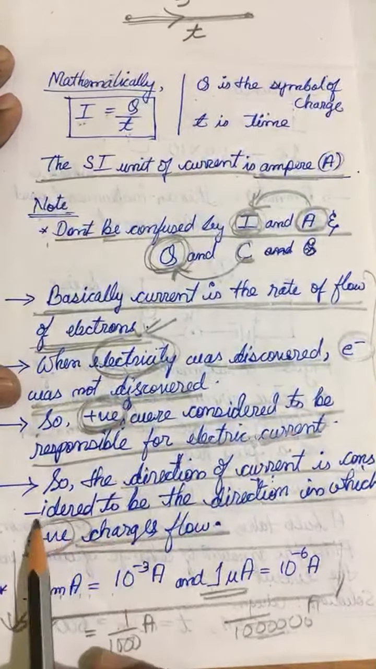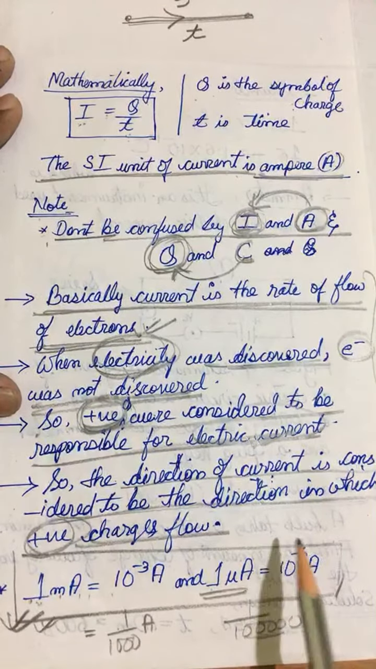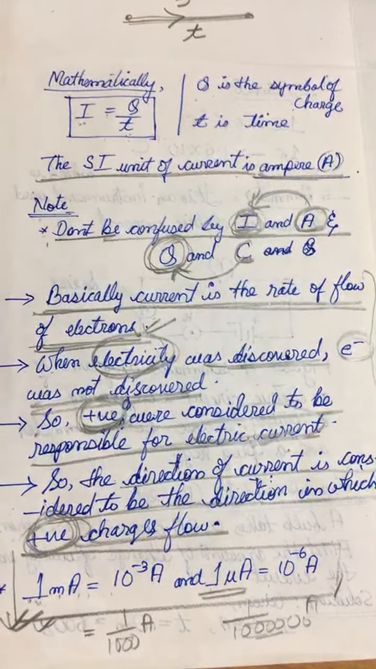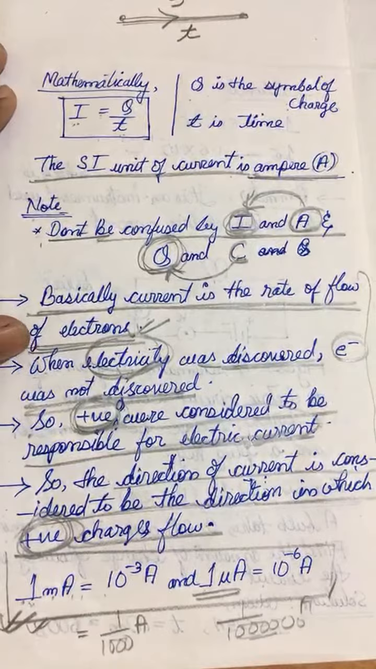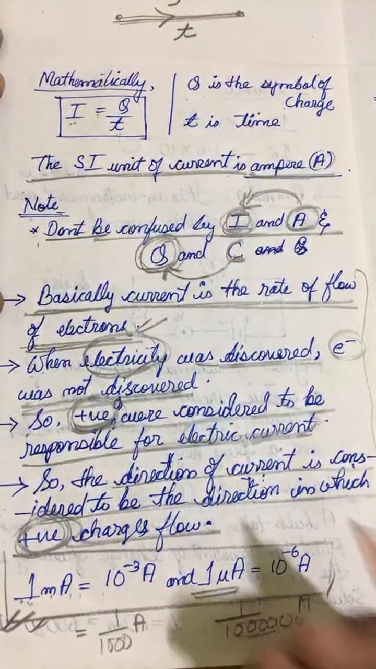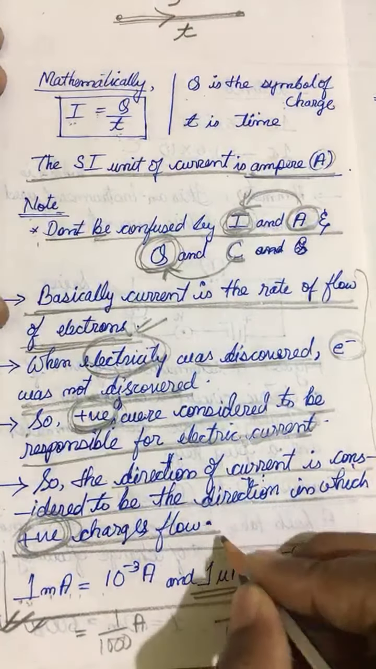So then they made an assumption that the direction of electric current is the direction in which the positive charges flow. But later on, with the discovery of the electron, scientists came to know that positive charges, that is protons, do not move. Only the electrons move. So electrons are responsible for electric current.